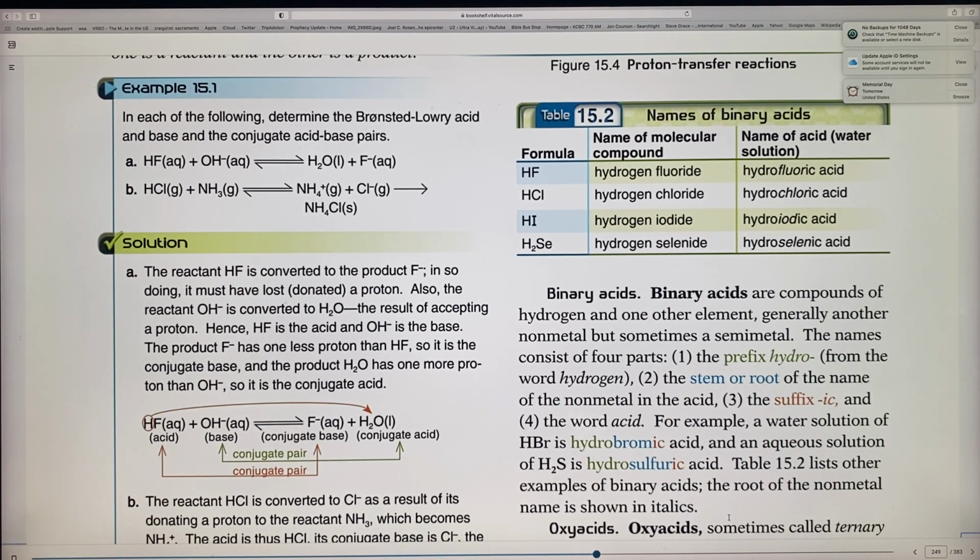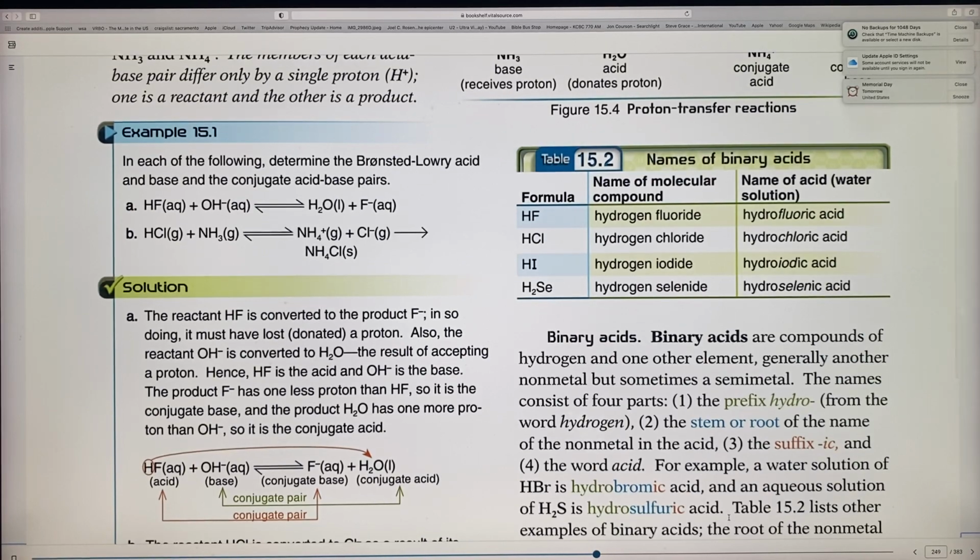So here's some more up here in this list. Look at that list a little closer. So we have hydrogen fluoride, and it would end up being named hydrofluoric acid. Here's hydrogen and chlorine, hydrogen chloride, which turns to hydrochloric acid. Hydrogen iodide, hydroiodic acid. Onto hydrogen selenide, hydrogen and selenium, which would turn to hydroselenic acid.